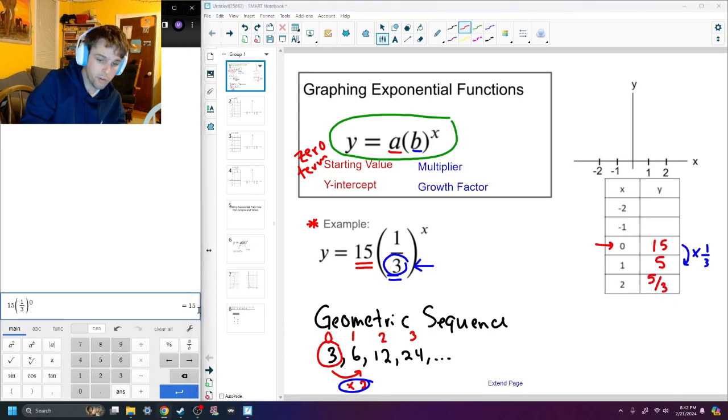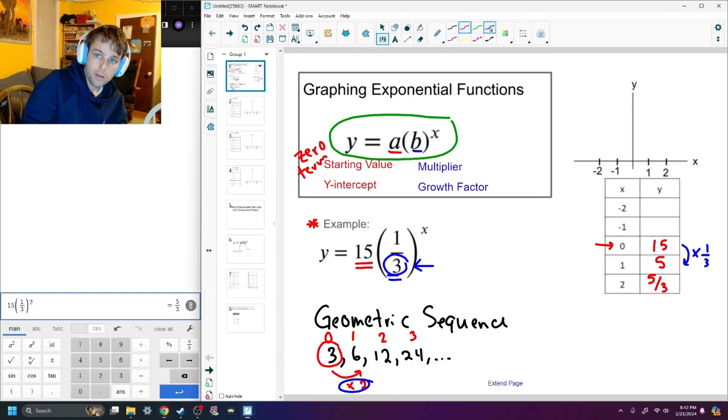And again, we'll kind of confirm that here using the calculator. So if I plug in 1 for my exponent, right, plug in 1, I get 5. And then if I plug in 2, I get 1.6 repeating. If I change that to a fraction, you can see, yeah, that is this value here.